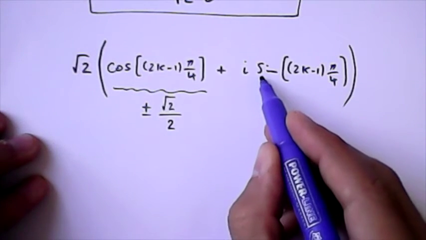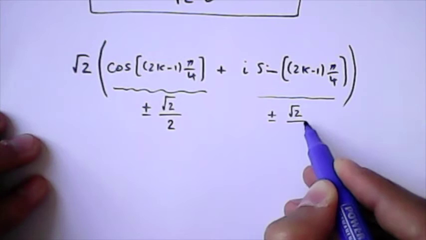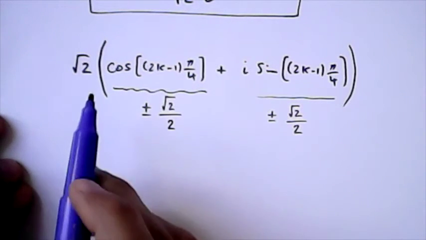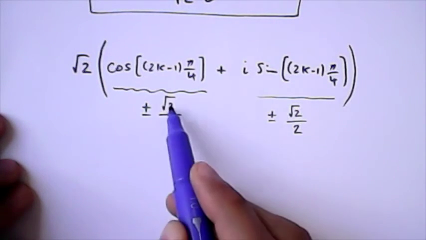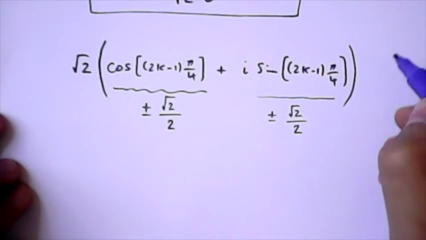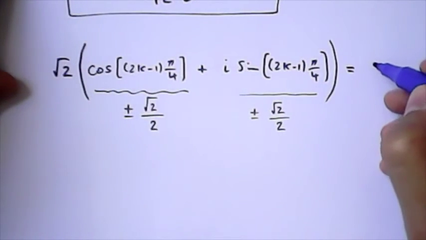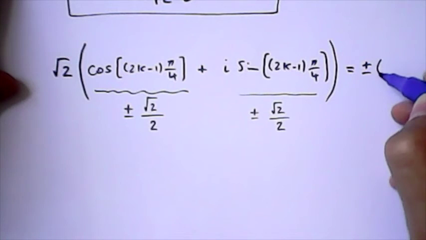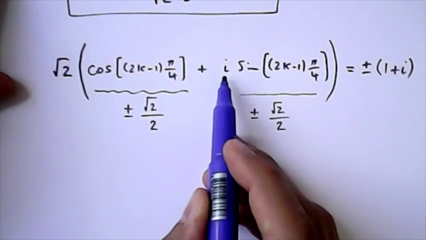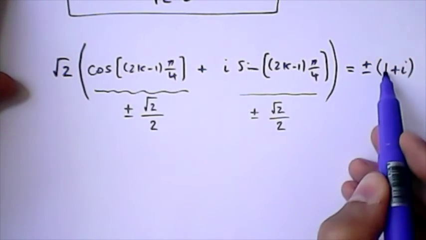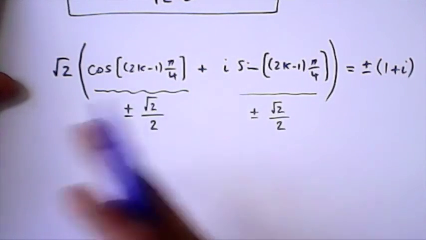The same story is valid for sine. So this is also plus and minus square root of 2 divided by 2. Now look how convenient: if you multiply by the square root of 2, it cancels out with the denominators and we end up with plus and minus 1 plus i. We have 1 here and i times 1, and we have a plus and a minus, so I'll put it on the other side.